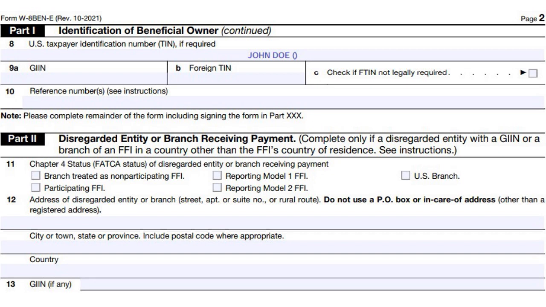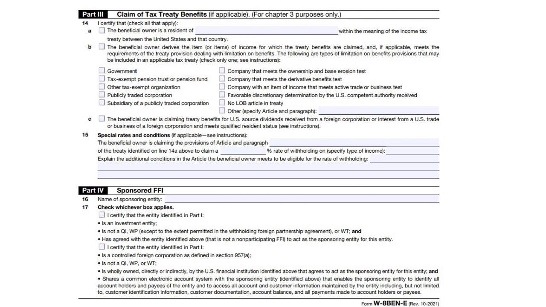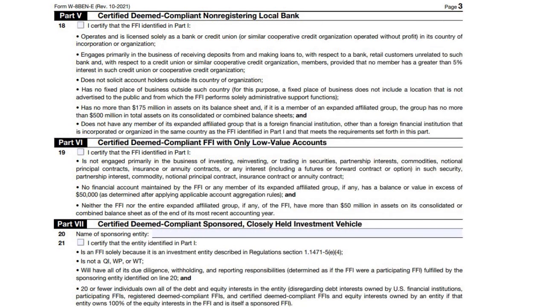Part 2 is a disregarded entity or branch receiving payments. Next, I want to show you part 3. Part 3 is a claim of tax treaty benefits, if this is applicable, of course. And part 4 is a sponsored FFI. Once again, an FFI means a foreign financial institution. Moving on, we have part 5, a certified, deemed compliant, non-registering local bank. If you have any question, please let us know in the comment section. We'll certainly get back to you.